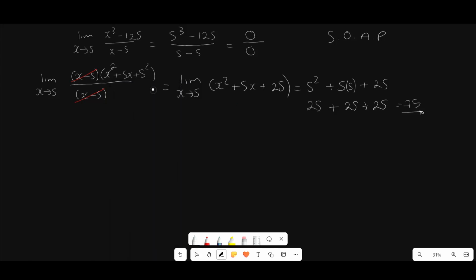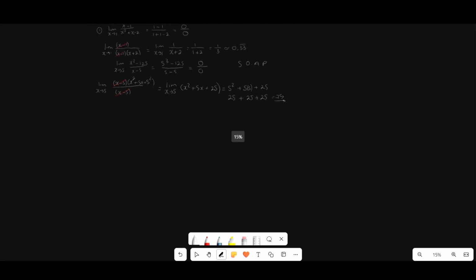And hence that is how you prove whether your limit is correct. You take a number that is very close to 5, from the left hand side or from the right hand side. Your answer should be close to 75, right? Okay, hope that makes sense.